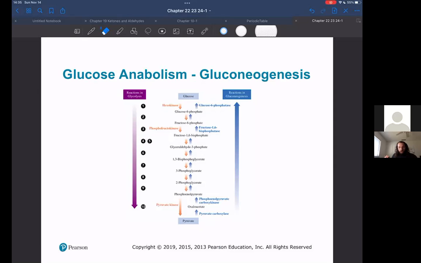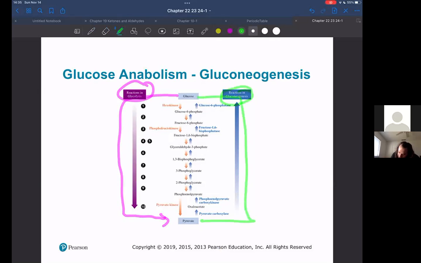Okay, and then much like those two are the reverse of one another, gluconeogenesis is the reverse of glycolysis, right? So glycolysis is all about starting with glucose and converting it to pyruvate through a series of steps. Gluconeogenesis is the exact opposite, starting with pyruvate and converting that to glucose through a series of steps. We don't even need to know what those steps are. We just need to know that gluconeogenesis is the reverse of glycolysis.